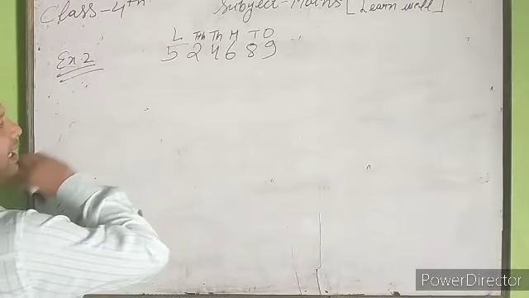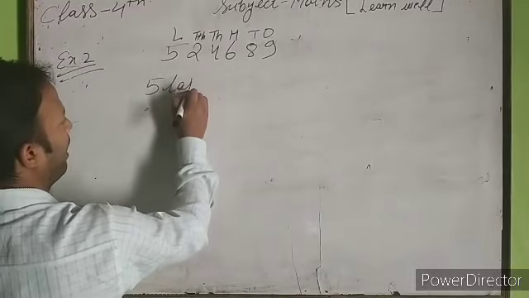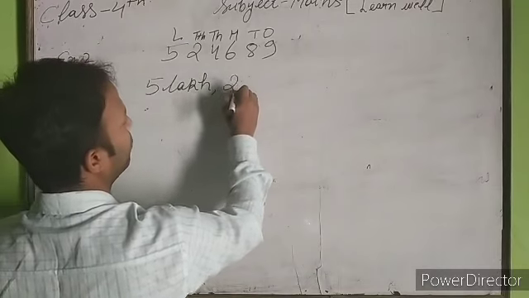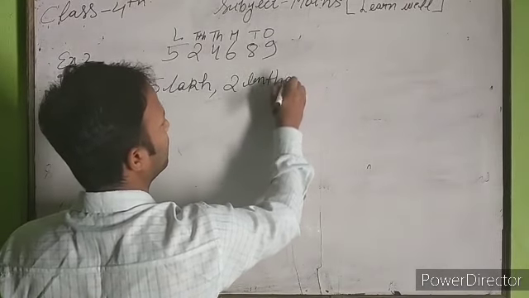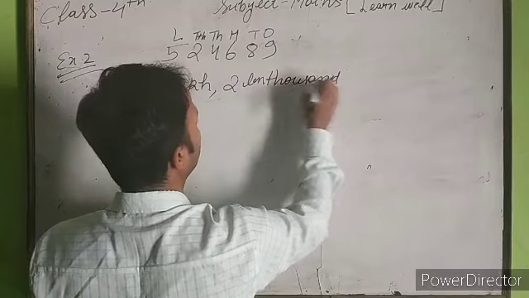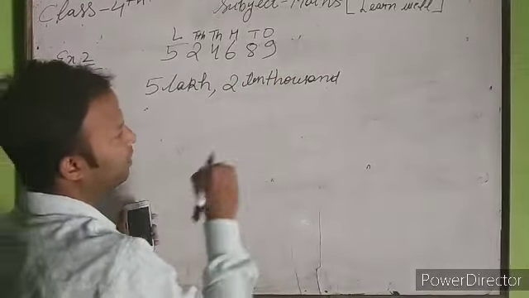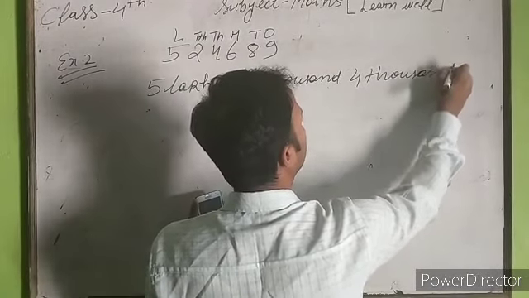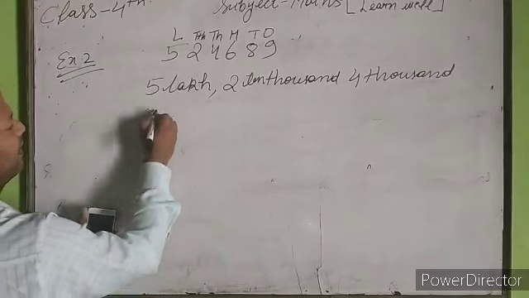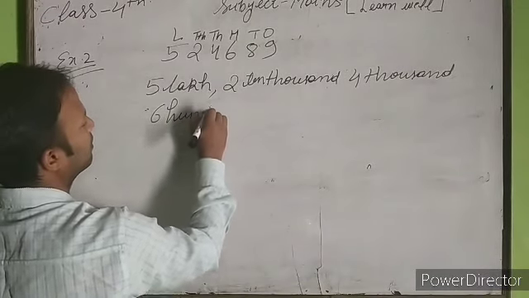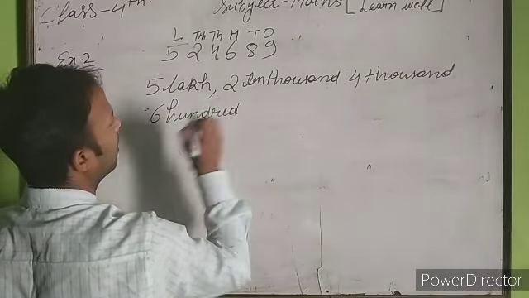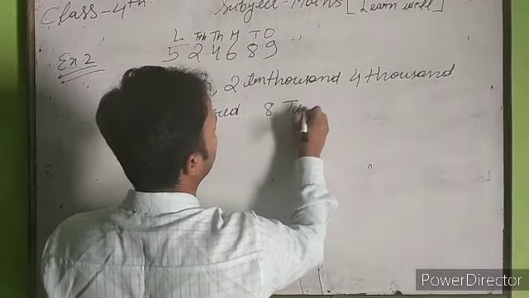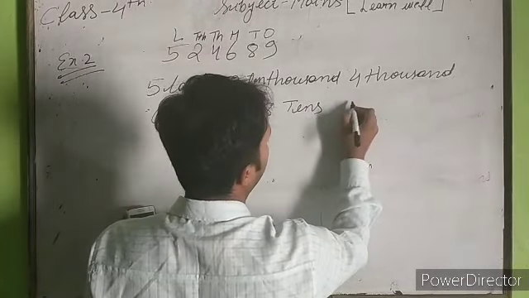So how many lakhs are there? 5. You can write 5 lakh. How many 10,000s are there? 2. So 2 10,000. How many thousands are there? 4,000. How many hundreds are there? 6. 100. How many tens are there? 8 tens. How many ones are there? 9.